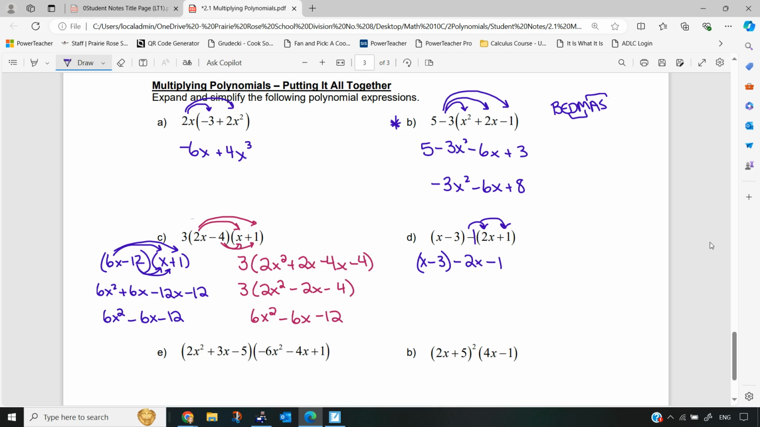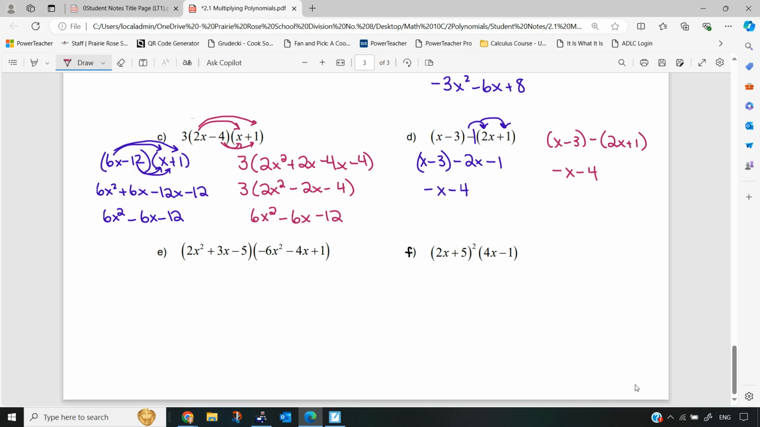And then I can combine like terms. So x minus 2x is negative x. And negative 3 minus 1 is negative 4. Again, another way is just to talk through this example. So x minus 2x is negative x. And negative 3 minus 1 is negative 4.